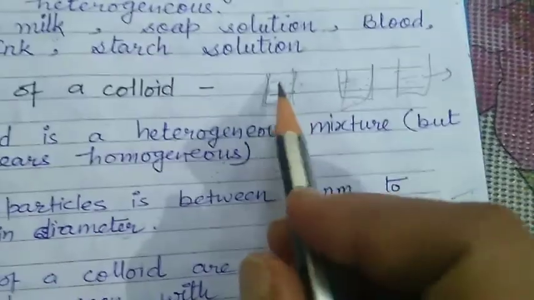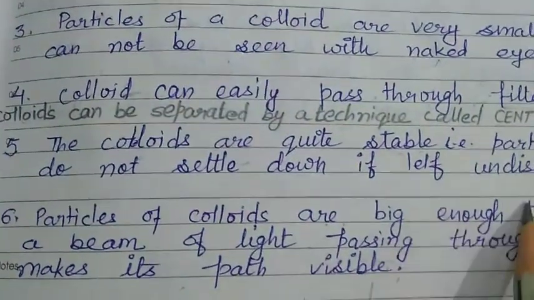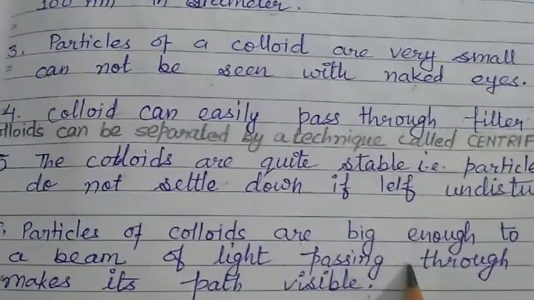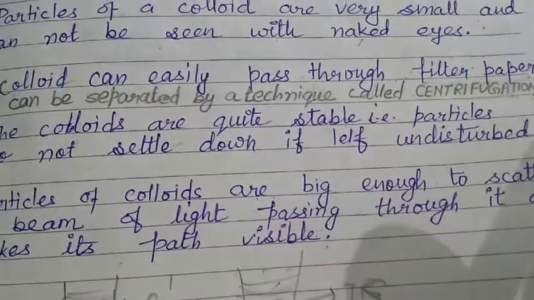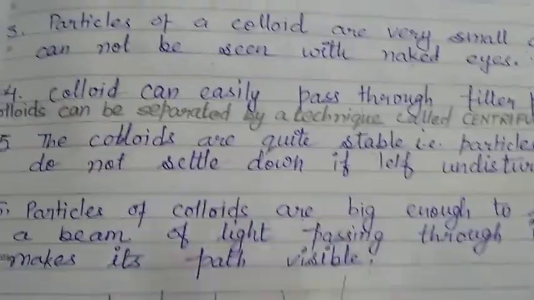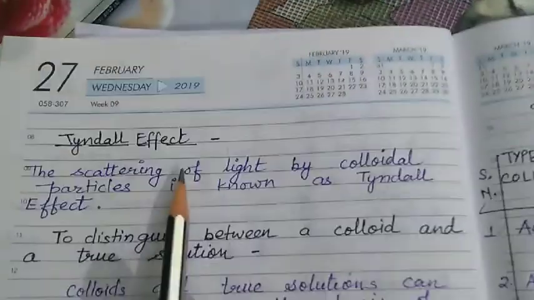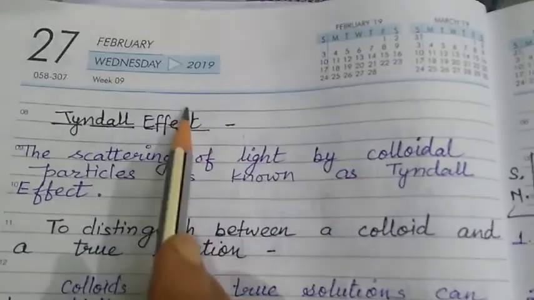The basic difference between a true solution and a colloid is scattering of light. The colloid particles are quite big as compared to a true solution and hence they scatter the light beam. I told you that a true solution does not scatter the light passing through it, but colloids will scatter the light passing through and make its path visible. So this is the basic difference between a colloid and a true solution. Now that scattering of light is called the Tyndall effect. Scattering of light by colloid particles is known as the Tyndall effect.